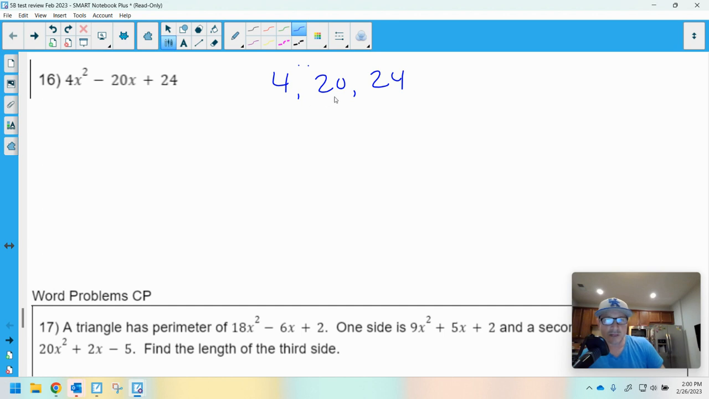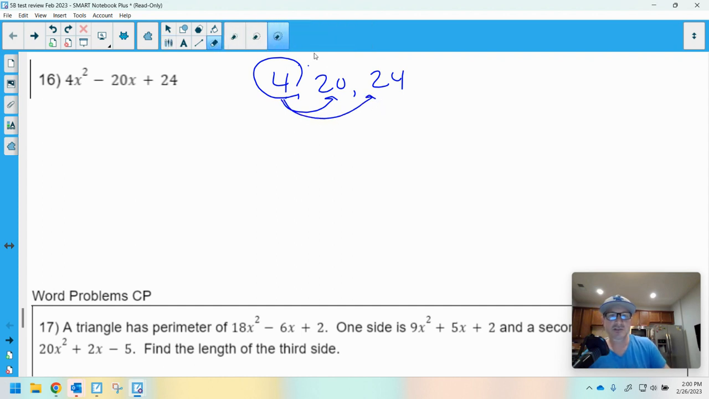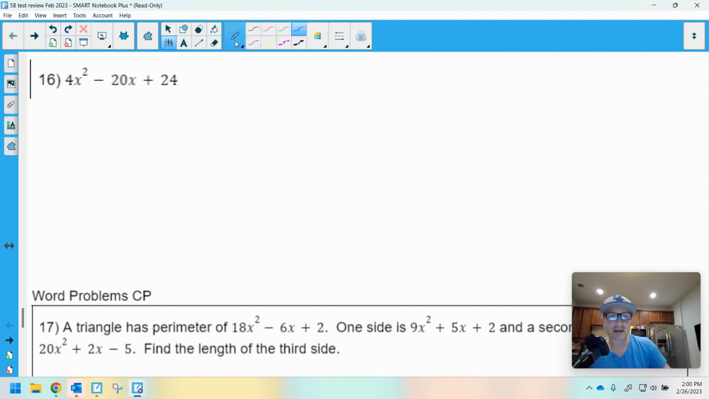Does 4 multiply into 20? Well, it can never be bigger than our smallest number, remember. So it's not going to be bigger than 4, but it can be 4. Does 4 multiply into 20? Yes. Does 4 multiply into 24? Yes. So our GCF is 4. So we have to take that out.